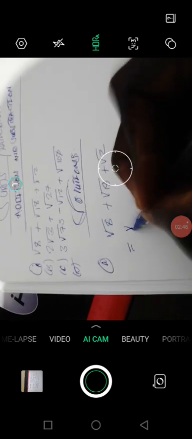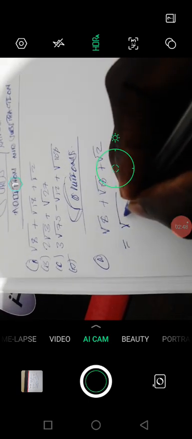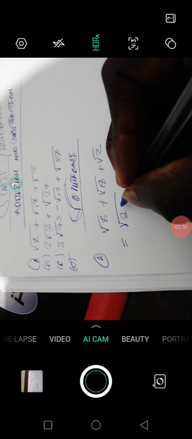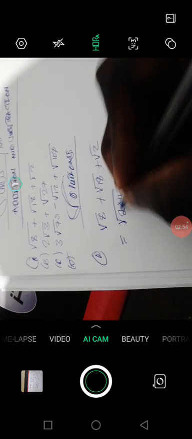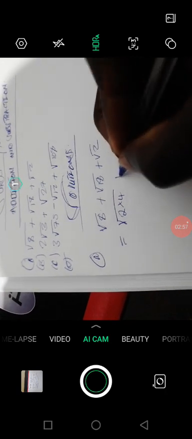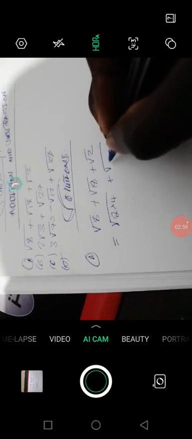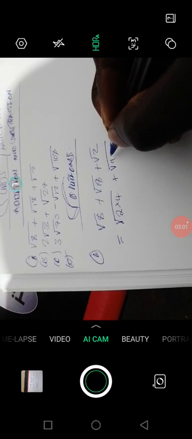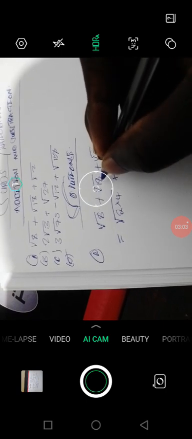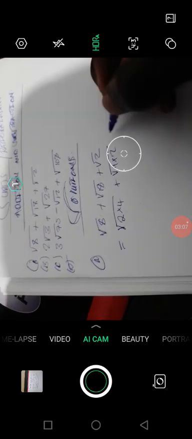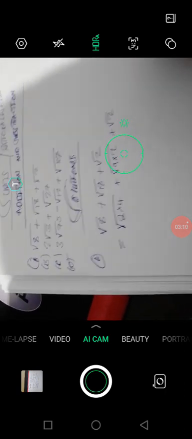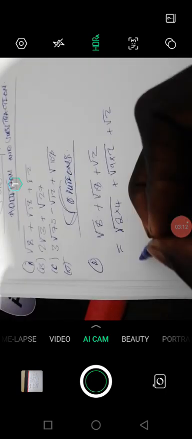So here we go. Which number can I use to multiply with 2 to give me 8? It will be 2 times 4, which is 8, plus 9 times 2, which is 18, plus the root of 2.